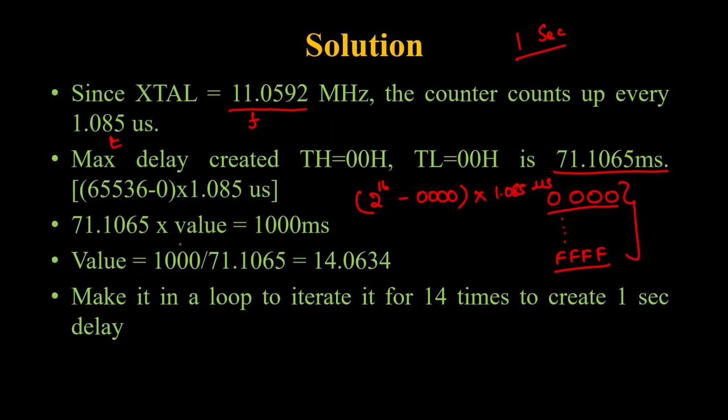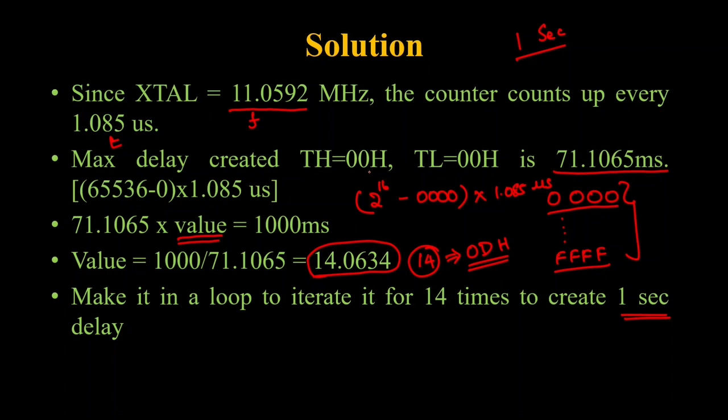But I want a 1 second delay. If that is the case, I have to identify what value I should multiply by. Converting both into milliseconds, 1 second is 1000 milliseconds. So 1000 divided by 71.1065 is going to be 14.0634. So in order to make this happen, I have to iterate the loop 14 times to create a delay of 1 second. And 14 in hexadecimal will be 0DH. This is what the hexadecimal value represents.